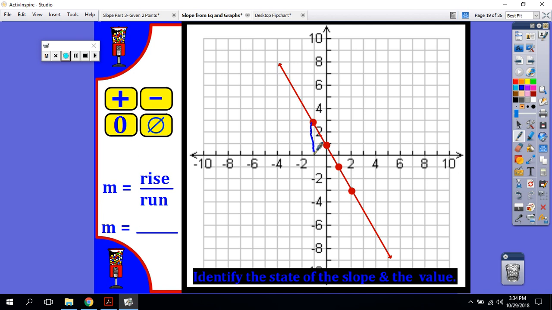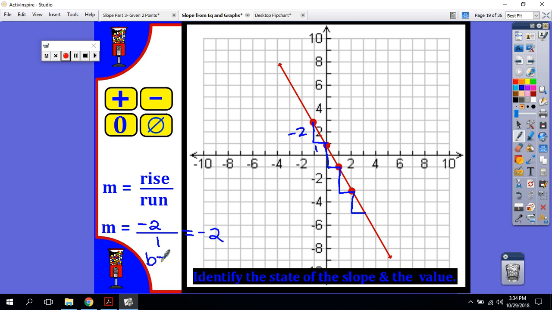Whew, that's not a good line. Let me do that again. Down 1, 2, run 1. Down 2 is represented by a -2, run 1 is a +1. So the rise was down 2, which is -2, and the run was +1. -2 divided by 1 is just -2.